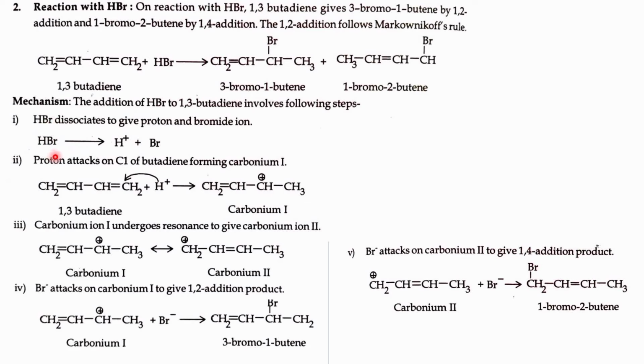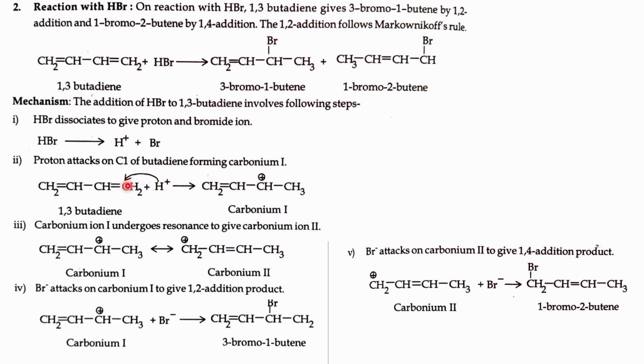So in the first step we have dissociation of HBr. Very first step में हम कभी भी जो भी attacking reagent होता है उसको dissociate करते हैं. That means this HBr is broken down to form H plus and Br minus. This bromine is Br minus, it's not written over here. Then a proton attacks on this first carbon.